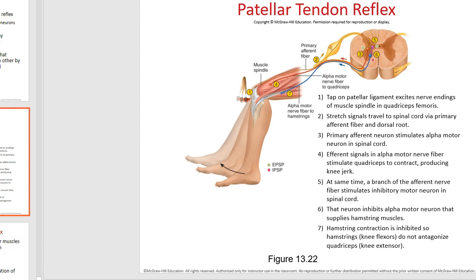So let's look at the patellar tendon reflex. We tap on it, the muscle spindle in the quadriceps femoris stretches and signals, going to the afferent, because remember, afferent is sensory, so it senses some pain and is going to send it down. The primary afferent neuron stimulates the alpha motor neuron in the spinal cord, and then we get to the motor nerve fiber, which gives us a knee jerk. But as I'm reading this, this probably would have occurred at least 3 times. This reflex is pretty quick.